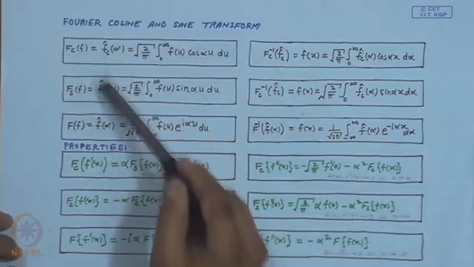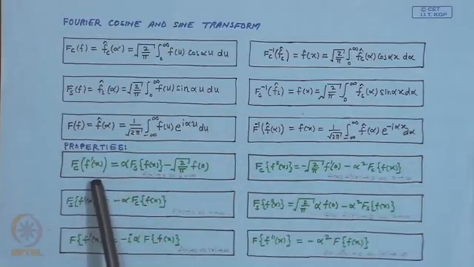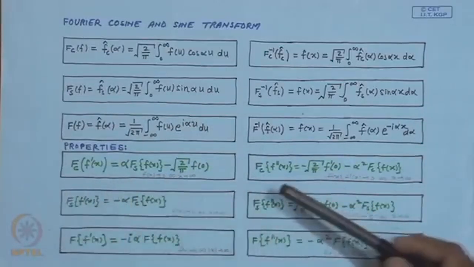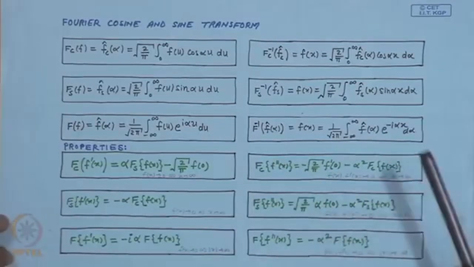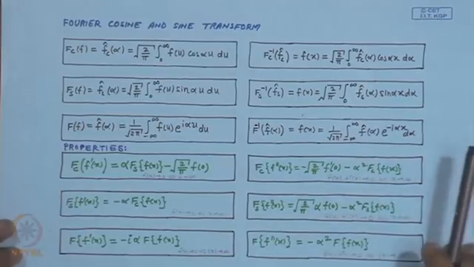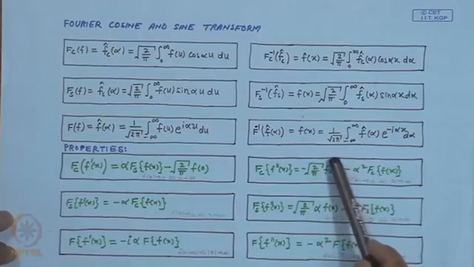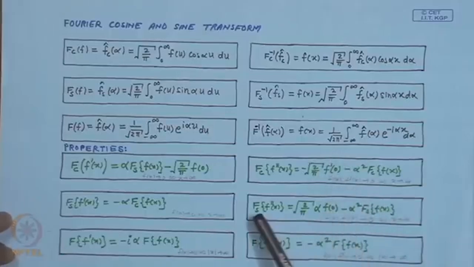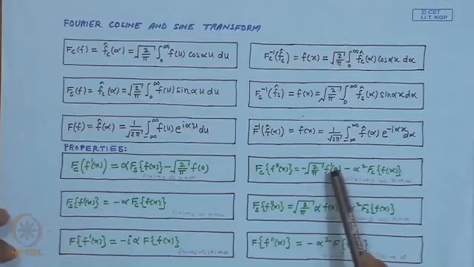So, in these cases, if we just look at the derivative properties here. For the Fourier cosine transform, for example, the double derivative, which we will use for second order partial differential equations, has f prime 0 appearing, whereas in the sine transform, f 0 appears, that is, the functional value at x equal to 0.